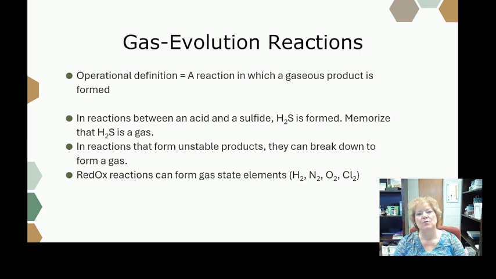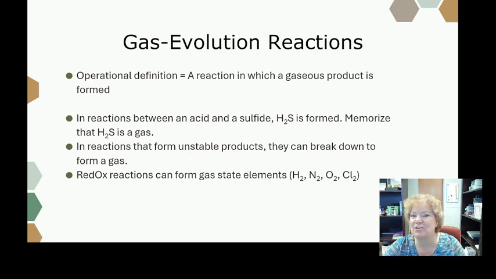There are also 3 reactions we're going to talk about that make unstable products, and they can break down to form a gas. We're also going to see redox reactions that form gas state elements. Hydrogen, nitrogen, oxygen, chlorine are good examples, and are also gas evolution reactions. You need to focus on, did we make a gas? And the only time I'm going to ask you to predict is if it's making H2S or if it's making one of these 3 unstable products I'm about to show you.